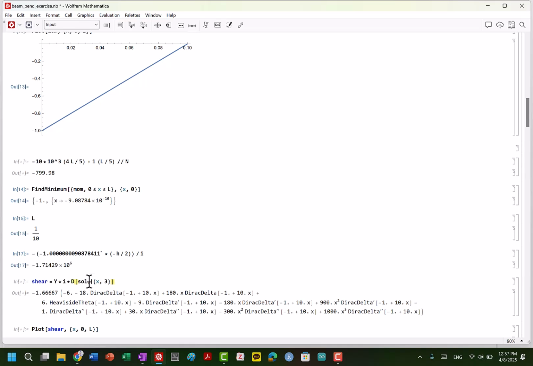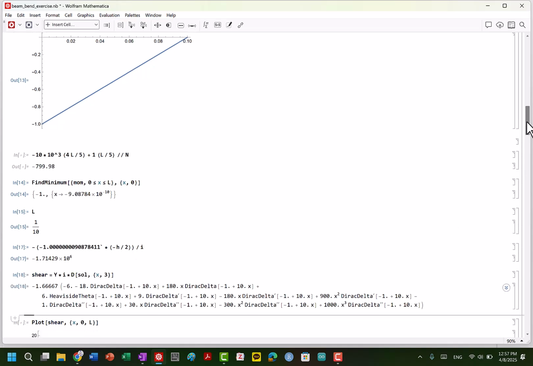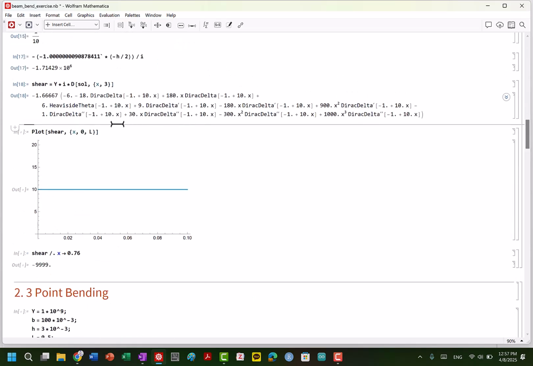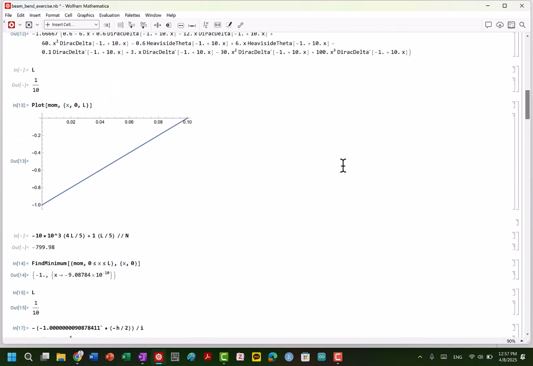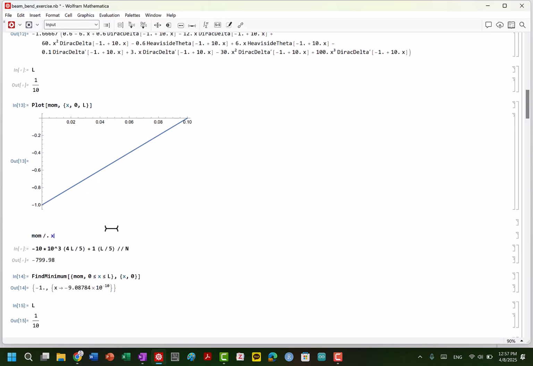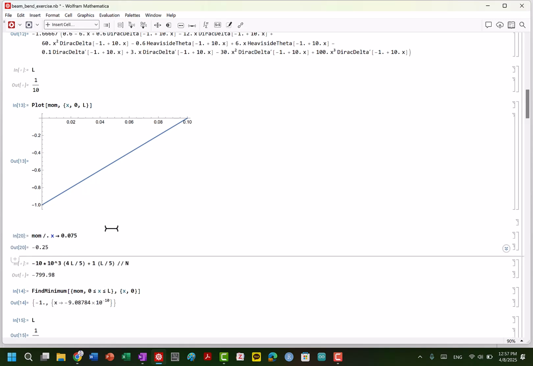Makes sense. And then we can look at a shear diagram, which should be just a constant 10 newtons and positive. And there we go. And we can find the shear value at any point. We can find the bending moment value at any point by just plugging in. So I want to find the moment where x is 0.075, and then I can find that value there. Yeah, that's pretty much it.